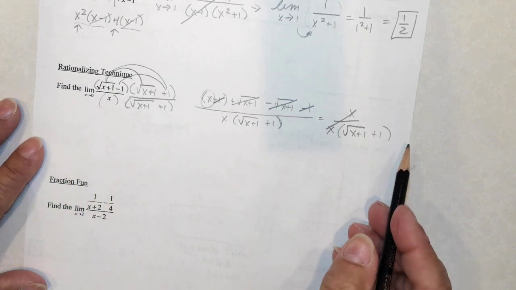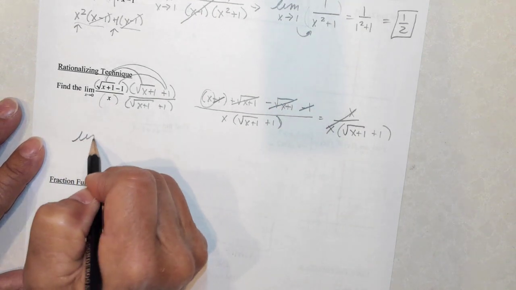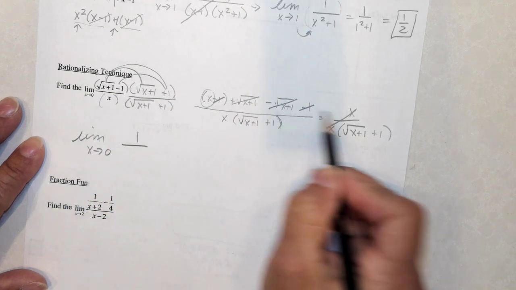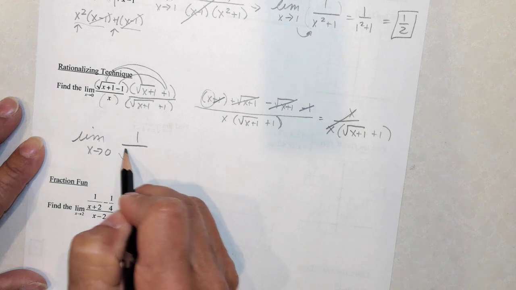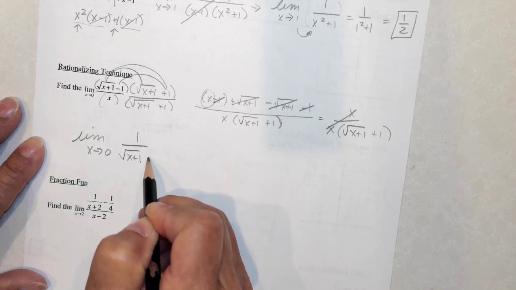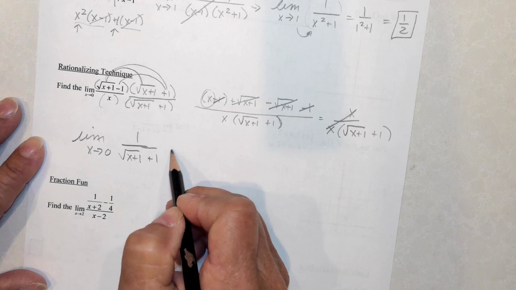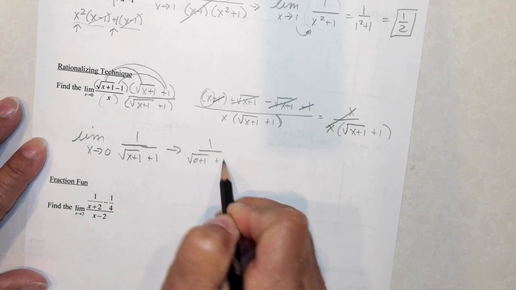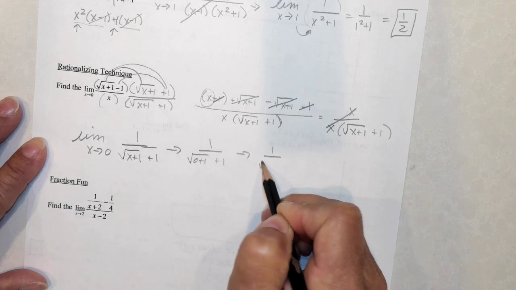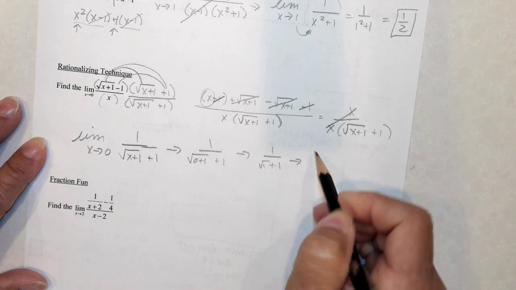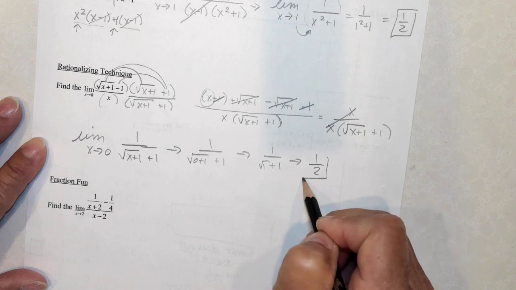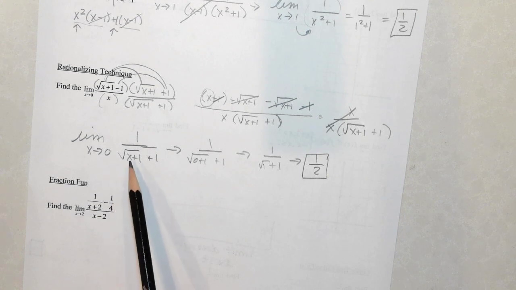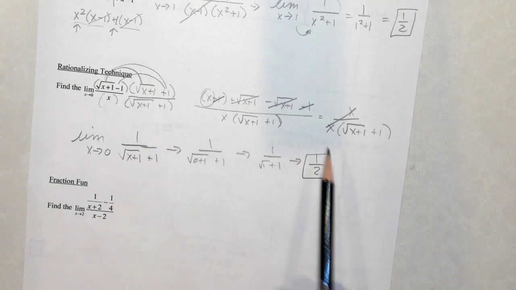So once I'm done with all that simplifying, I end up with limit as x goes to 0 of 1, because I canceled everything off the top, over the square root of x plus 1 and then plus 1. So now I can go ahead and put in my 0 because I'll end up with 1 over the square root of 1 plus 1, or 1 over 2 again. So finding a limit is easy once you can do the direct substitution. It's just recognizing and knowing what to do.